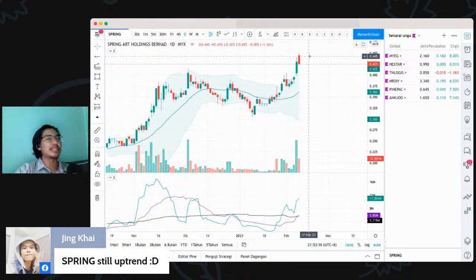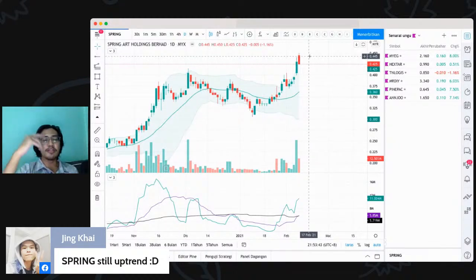That's why my strategy for this week is to go short term and intraday, just on counters that have potential for a short term trade. Because of volatility, all this is somehow expected. But Spring is still on uptrend and still on the move.